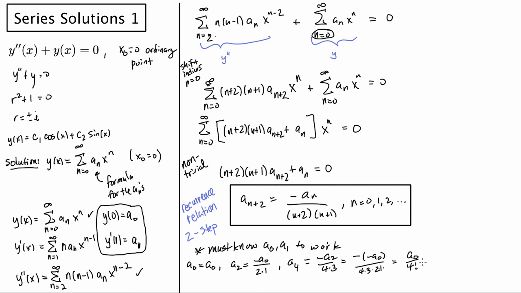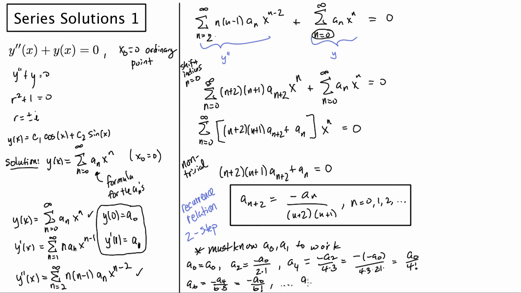Similarly, if I looked at A6, A6 would be minus A4 over 6 times 5, which is the same thing as minus, I have A4 in the previous line, so it's minus A0 over 4 factorial times 6 times 5, which is the same thing as 6 factorial. So what you see here is a pattern. Hopefully you can recognize the pattern.